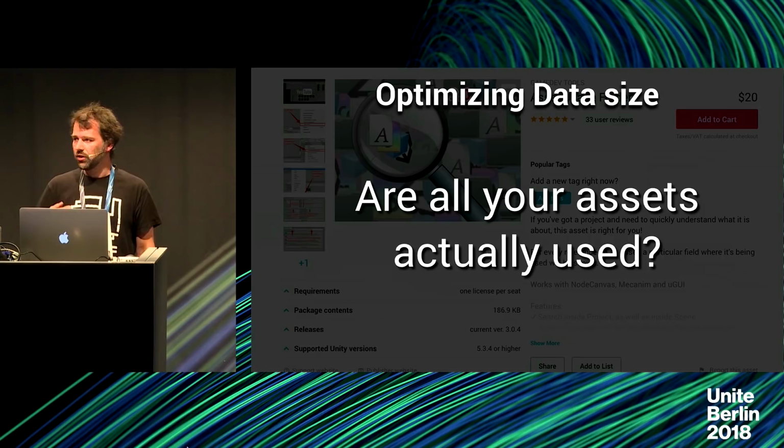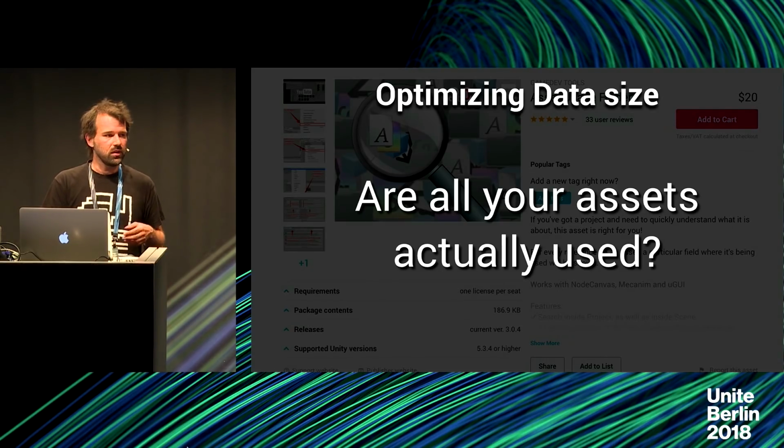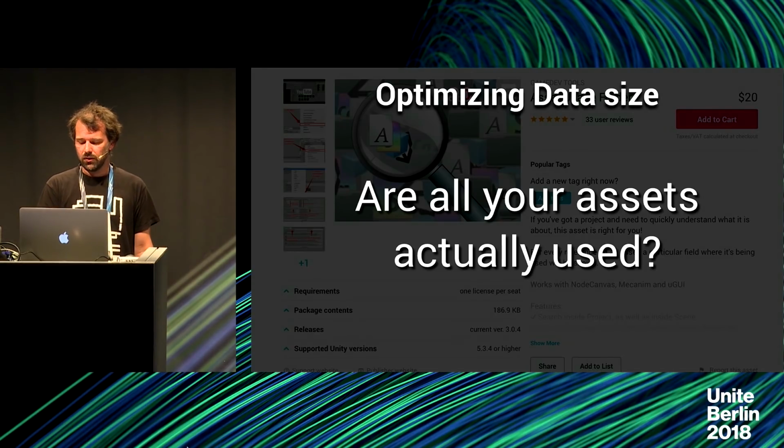And you may think this question is trivial because you look at the assets and you should know. But if you have a big project, it's very hard to actually keep track of why this model is used and why this texture is used. You might have some prefab with a character which has a model and some textures which you actually never instantiate in your game. So it's interesting to find out what's actually referencing these assets. Unity doesn't have a built-in way to show you where references to assets come from, but there's some asset store packages to help on that.